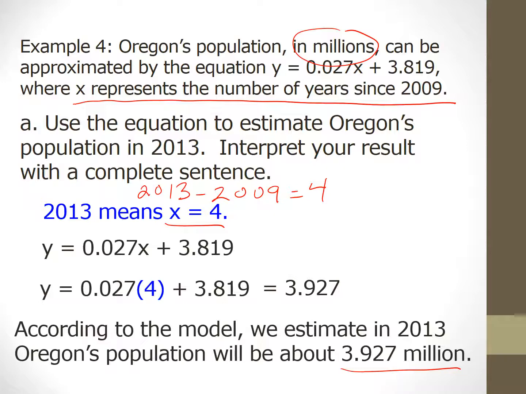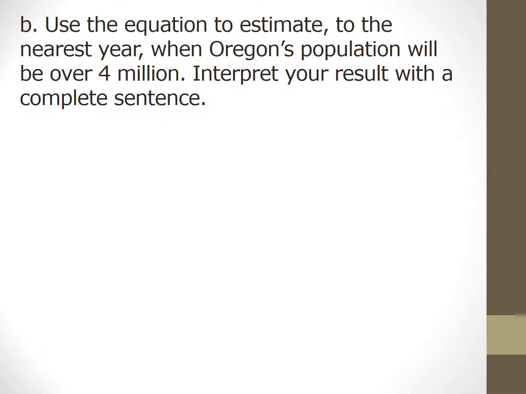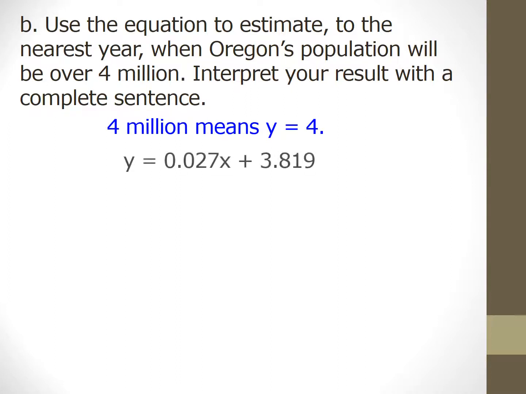Let's look at the same example, but asking a slightly different question. We're going to use that same equation to estimate, to the nearest year, when Oregon's population will be over 4 million people. Interpret your result with a complete sentence. So now, rather than giving us the year and asking for population, they're giving us the population and asking us for the year. So 4 million people means that y, remember y is our population, y is 4. And so we take our same equation that represents population in Oregon since 2009, y equals 0.027x plus 3.819, and we allow y to be 4.